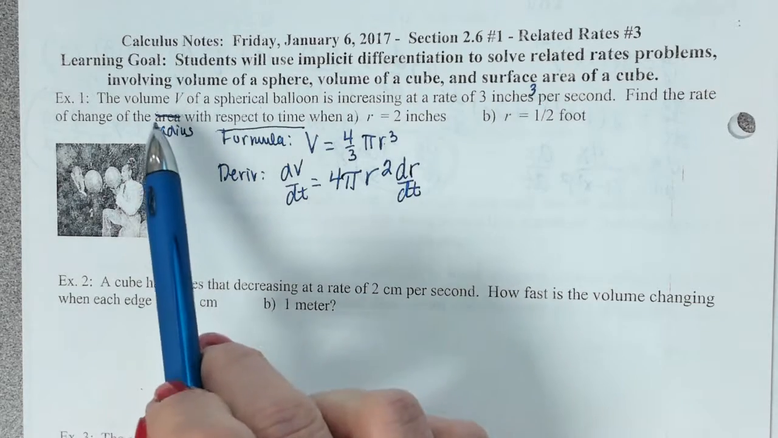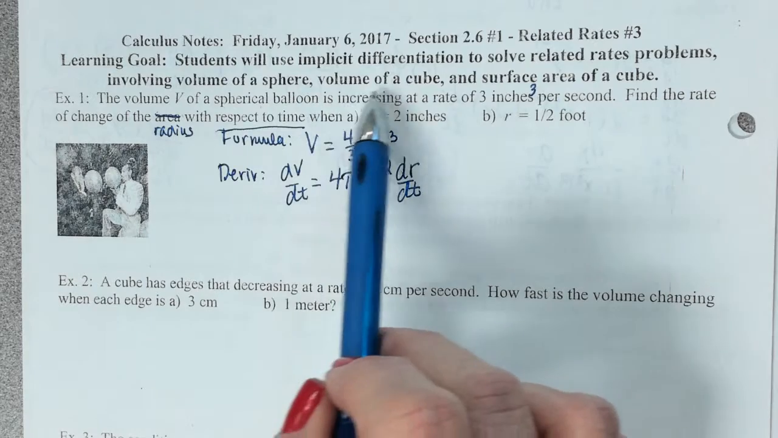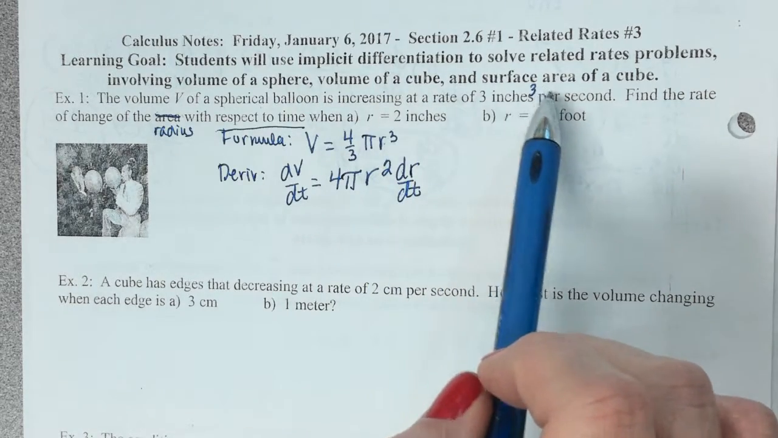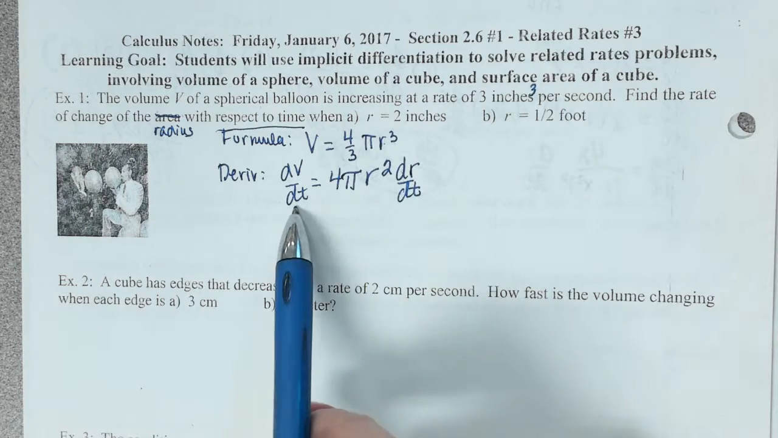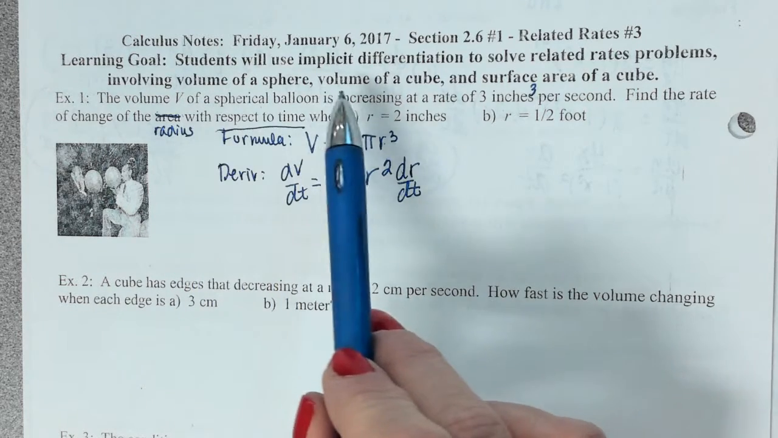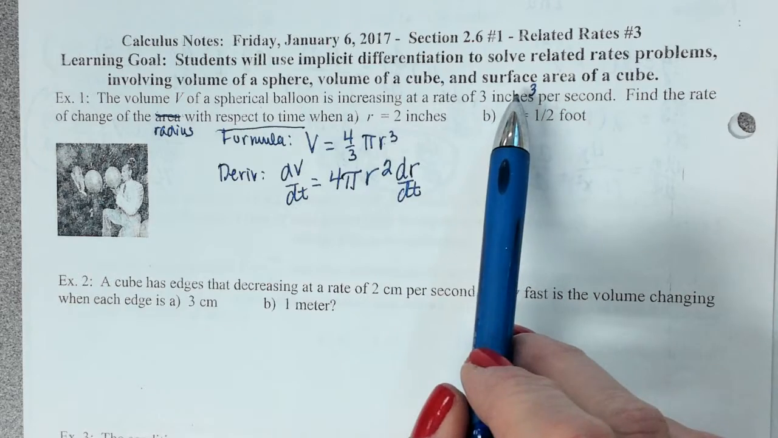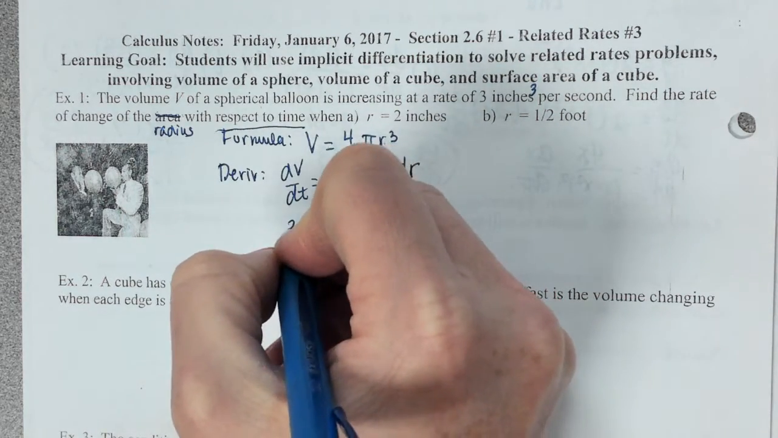So now we go back, we skim through the problem. The volume of a spherical balloon is increasing at a rate of 3 cubic inches per second. So is this 3 going in for r, dr/dt, or dV/dt? What is it? The volume is increasing at a rate. That's dV/dt, isn't it? So dV/dt is going to be 3.